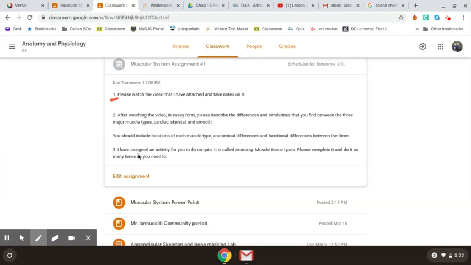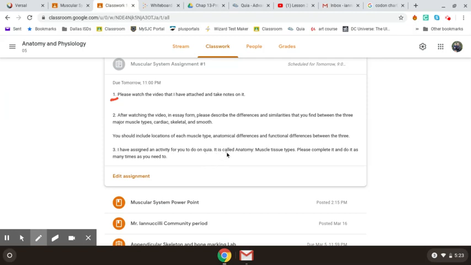The last thing that I want you to do is go to Kia, where I assigned an activity. This is not a graded assignment, but I'm going to trust you to go there and do it. It's a very quick little activity that deals with the 3 types of muscle tissue, and it is called Anatomy: Muscle Tissue Types, and it should be available to you.